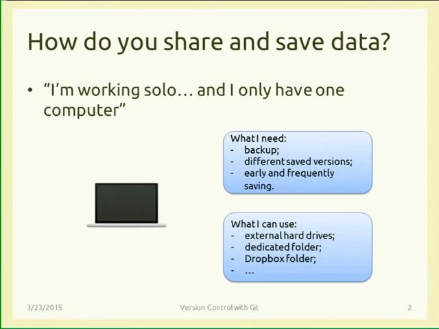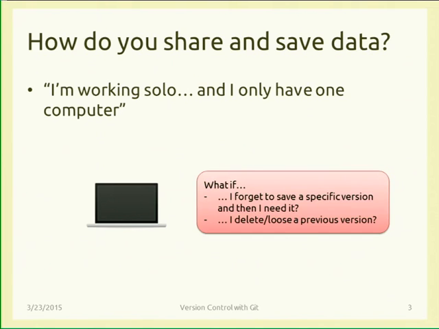What can I use? A lot of things. External hard drive, Dropbox, a dedicated folder, and so on. But I have two little problems. The first is, what happens if I forget to save a specific version and then tomorrow, after one week, I need it? Because I added a new functionality that broke another functionality. If I don't save that specific version, I don't have a working version of my program anymore.